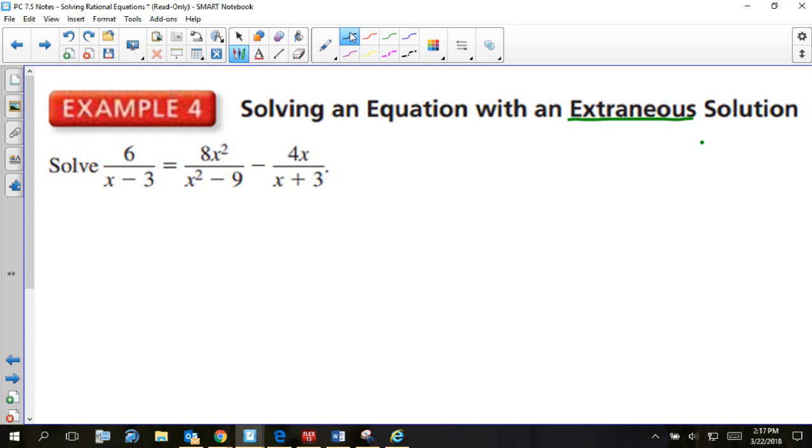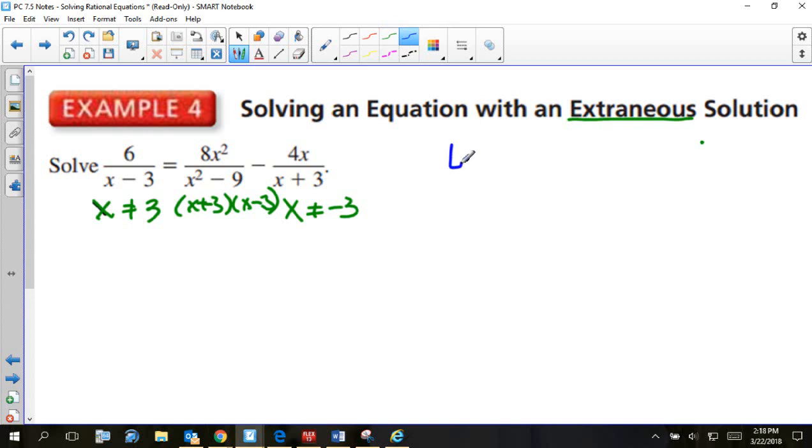So let's do this. Domain restrictions. X cannot equal 3. X cannot equal negative 3. How do I find the domain restriction for the middle? I can factor it, yeah. So that is x plus 3, x minus 3. So the domain restrictions are just positive 3 and negative 3, what the other stuff is. So we're good on our domain restrictions. If we get an answer that's positive 3, or if we get an answer that's negative 3, we have to throw them out. They're extra. They do not make this equation true.